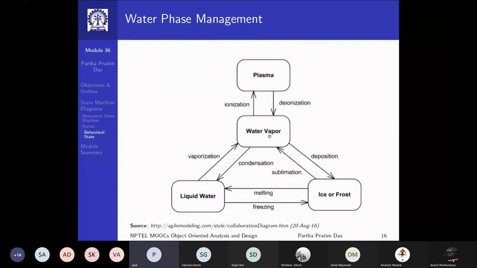This is described in terms of simple states and simple triggers. This is a state diagram describing the phases of water. We know water can be in multiple phases, typically 4 phases: liquid, solid, gaseous, or plasma. So here, if we have water vapor, which we can say is a gaseous state, it can go to plasma by ionization and come back by deionization, and it can get into ice directly or go into liquid, and so on. So these are the simple state descriptions.